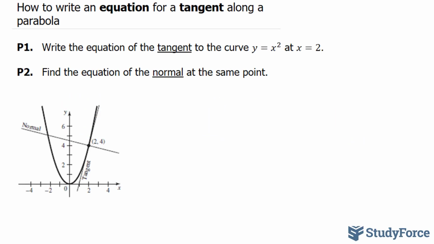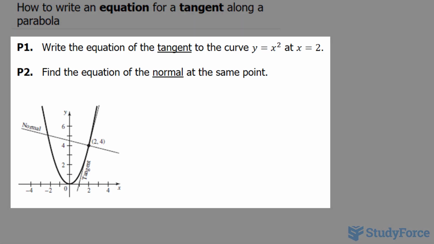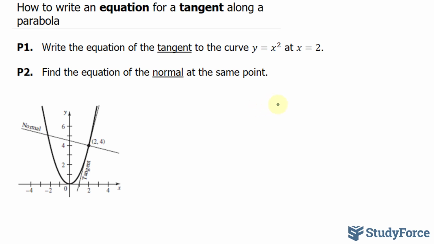In this lesson, I'll show you how to write an equation for a tangent along a parabola. In part 1, we're asked to write the equation of the tangent to the curve y is equal to x squared at x is equal to 2. The tangent is a line, so it can be represented as y is equal to mx plus b, where m represents your slope and b represents the y-intercept. The tangent line in this parabola at the point (2, 4) is shown right here.